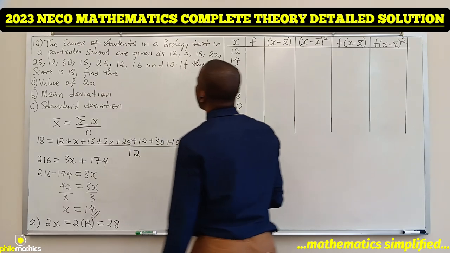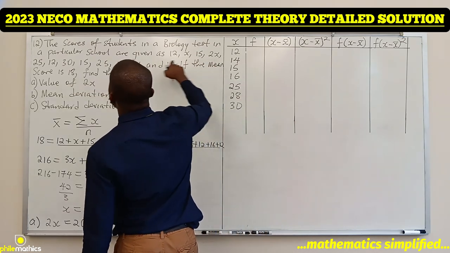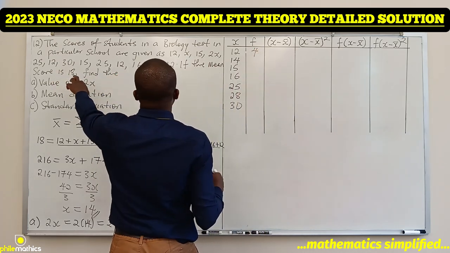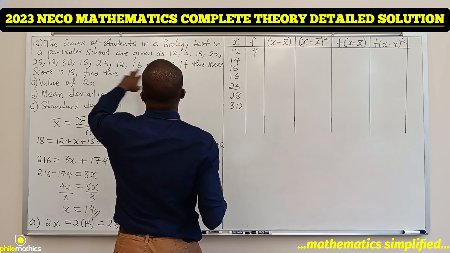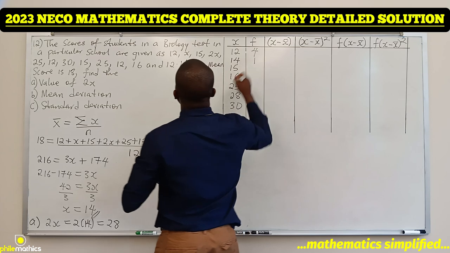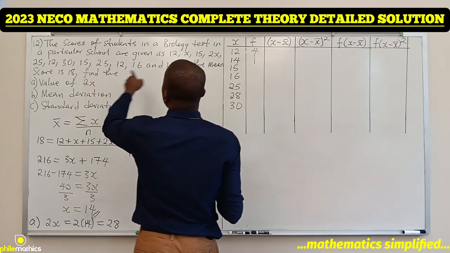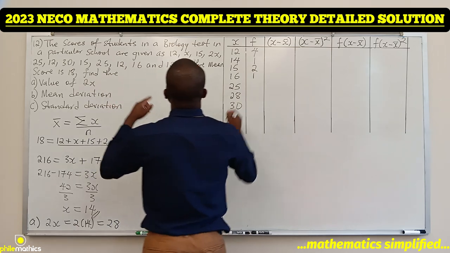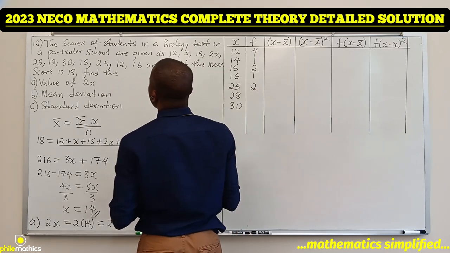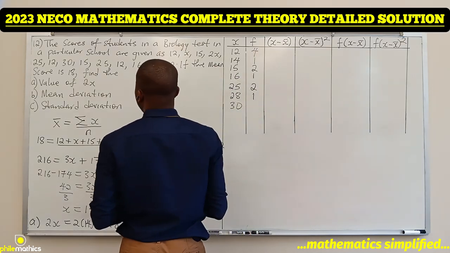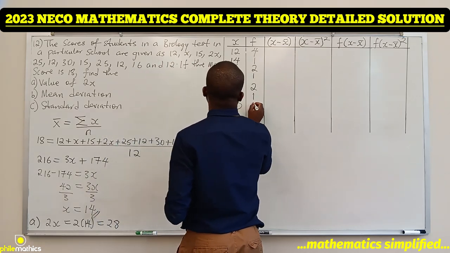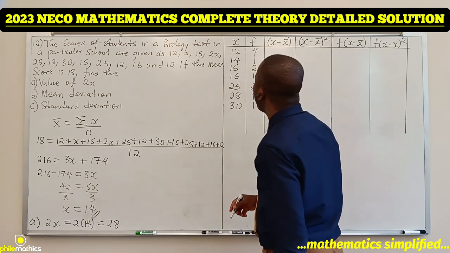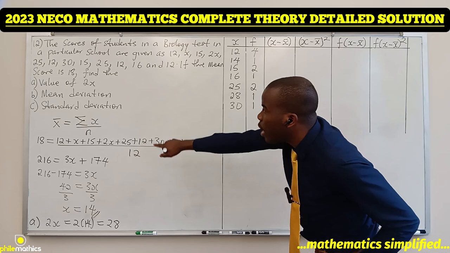So 12 appears 1, 2, 3, 4 times. Fourteen appears 1 time. 15 appears 2 times. 16 appears 1 time. 25 appears 2 times. 28 appears 1 time. And 30 appears 1 time. If we sum this, we should have 12. 4, 5, 7, 8, 10, 12. Correct. So x minus x bar, our x bar is our mean, which is 18.